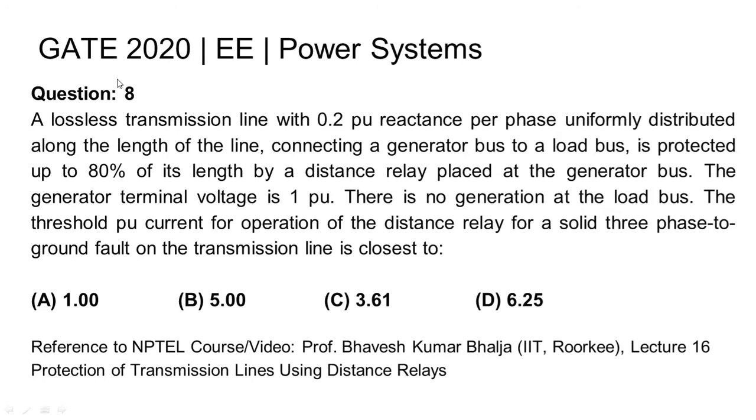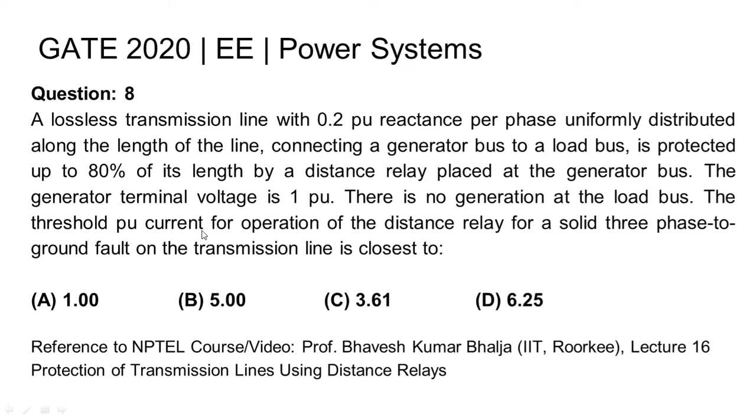This problem is from GATE 2020, Electrical Engineering Power Systems. A lossless transmission line with 0.2 per unit reactance per phase uniformly distributed along the length of the line connecting a generator bus to a load bus is protected up to 80% of its length by a distance relay placed at the generator bus. The generator terminal voltage is 1 per unit. There is no generation at the load bus.